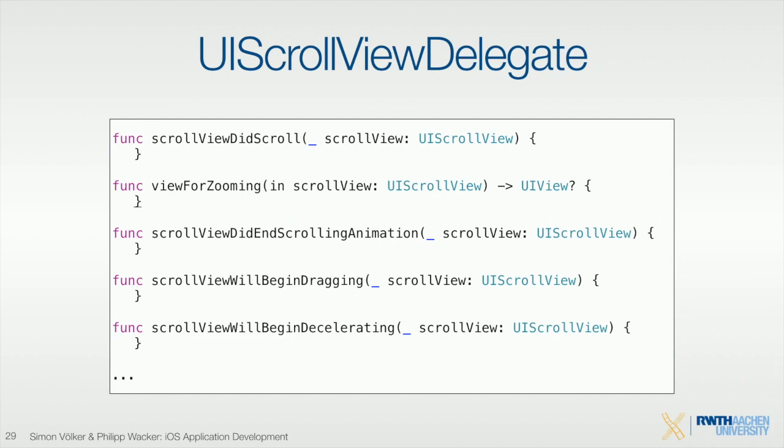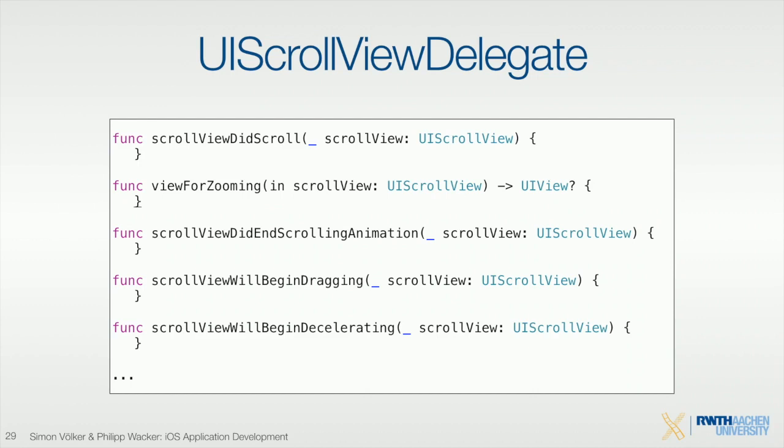So if you want to react to something that is happening at the destination, you can set that. The view for zooming actually specifies, if there's the zoom gesture, what subviews should then actually be scaled, or what should be zoomed. So if you have an image, you can specify that this image is being zoomed in, but maybe not a different one.